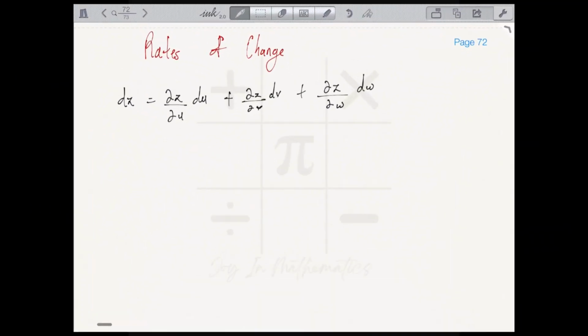Given this is the formula for the total differential, we can also just divide all through by dt, and then we will have our formula for rate of change. So let's consider an example.